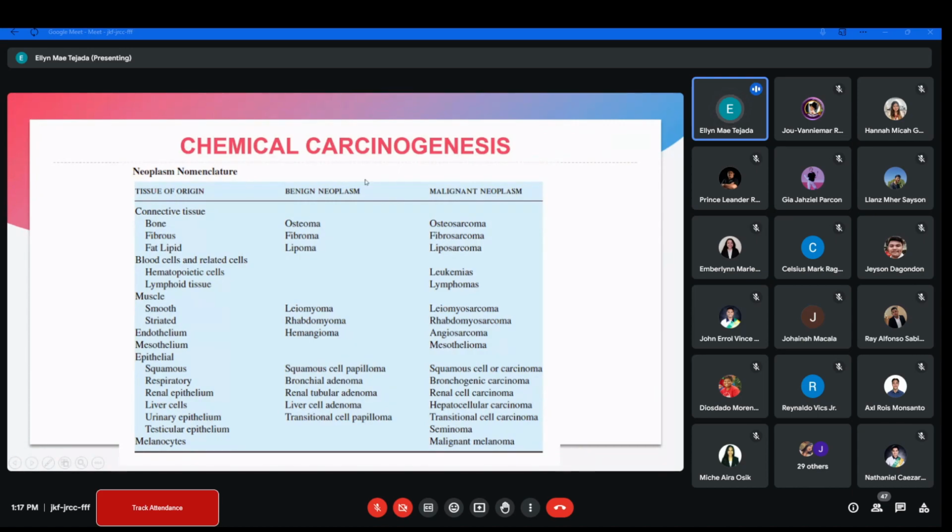Again, for your benign, it doesn't require the category of sarcoma or carcinoma, but just for you to be able to familiarize it right away, it ends with OMA. However, for your malignant neoplasm, you have the categories of sarcoma and carcinoma. So I know that you are quite familiar with the two categories of malignant. Can you let me know when you hear the word carcinoma and sarcoma, what comes into your mind? What could be the difference of the two?